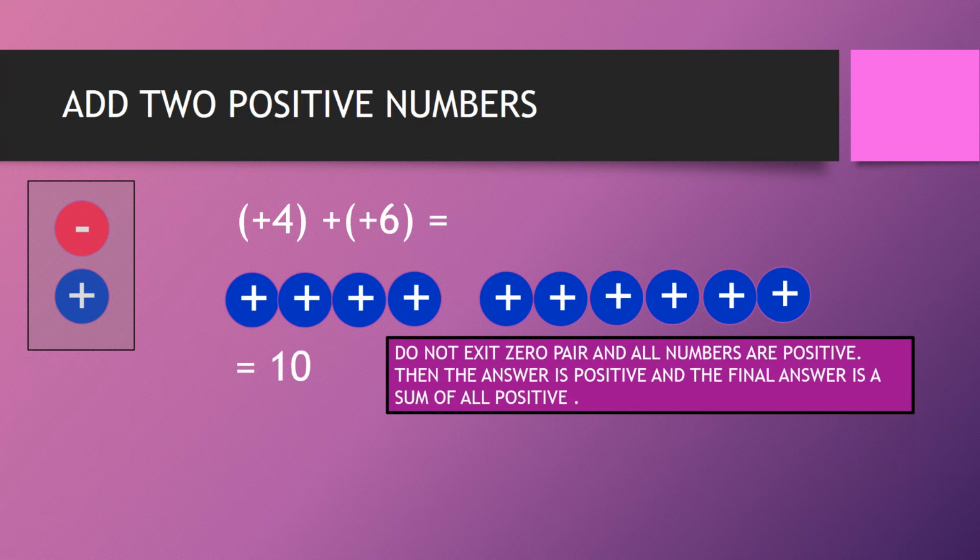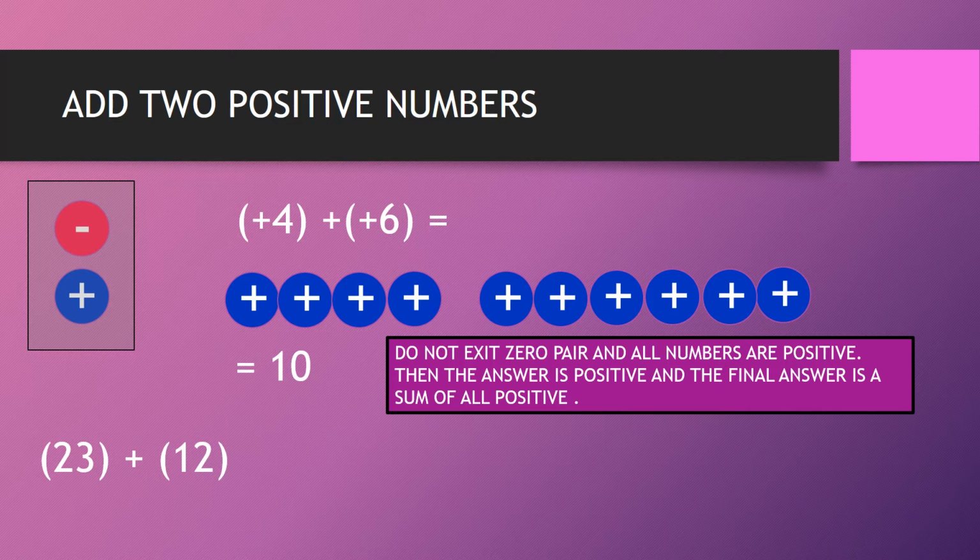What is my conclusion? Well, in this case, I don't have any 0 pairs, and all numbers are positive. Then the answer is positive, and the final answer is the sum of all positive circles. Now, that's very important. If you are adding 2 positive numbers, the answer is always positive, and the final answer is the sum of these 2 numbers. 4 and 6 are positive numbers, so my answer is positive. If you add 4 and 6, you have 10 as the final answer.